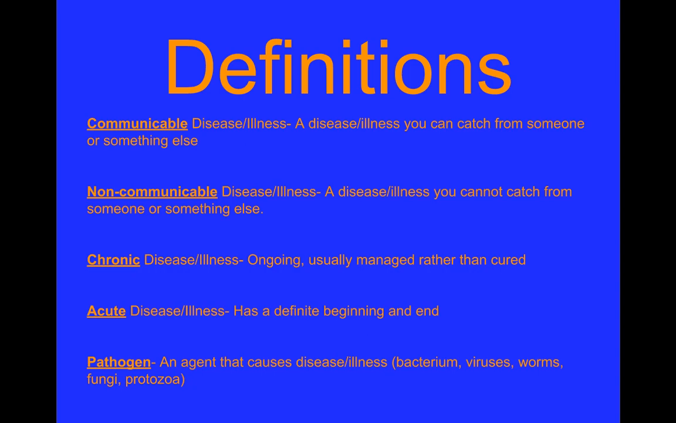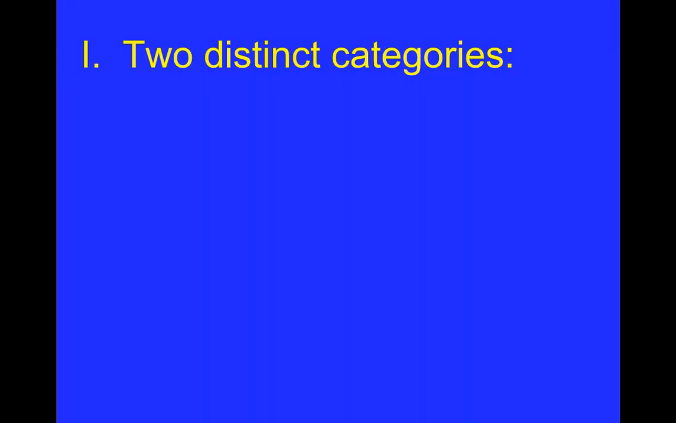And then a pathogen, what we mentioned earlier, is any agent or anything that can cause a disease or an illness that can enter the body, like bacteria or virus. Worms, fungus, and protozoa are also other types. We're going to focus more on the bacteria and the viruses, but we'll also discuss a few worms, a few fungi, and a few protozoa as well.